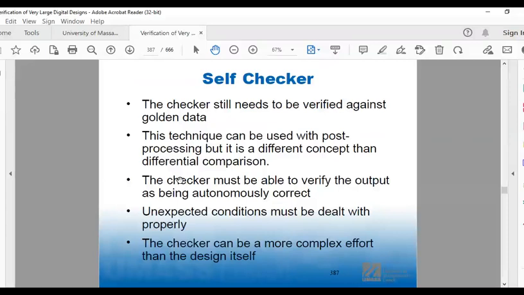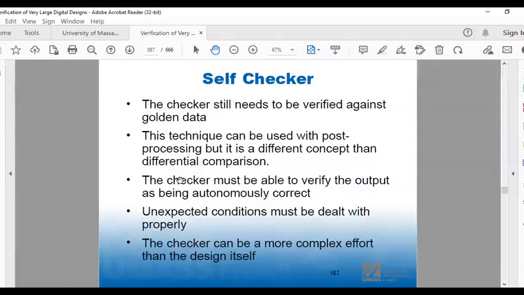So the self-checker needs to be verified, right? Because if it isn't right, you don't know where the error comes from. You can use a self-checker with post-processing, but it's really nice to have it online, right? To have it working with the system, because then you know that it fails a lot sooner than if you have to run the whole simulation and check it after from a file.